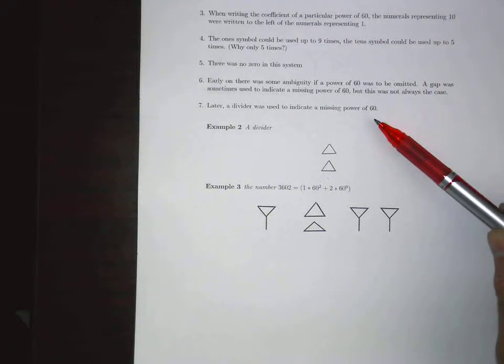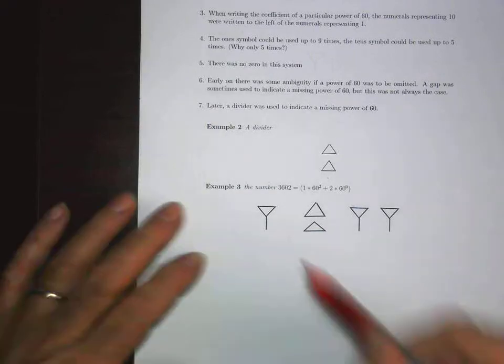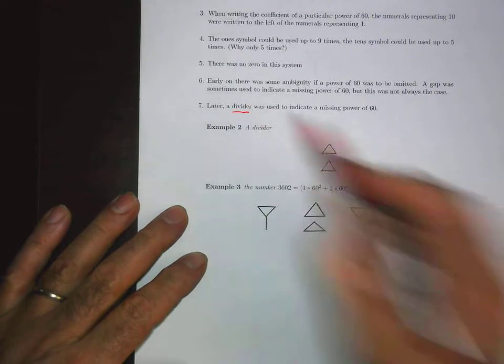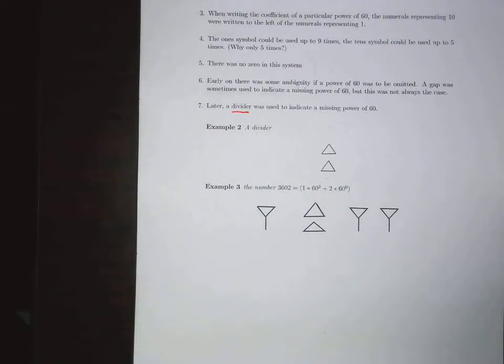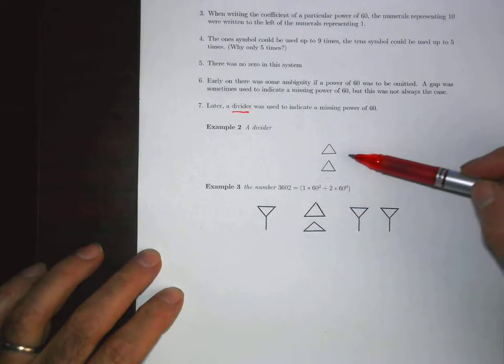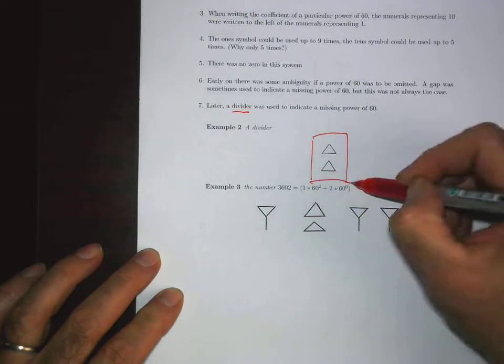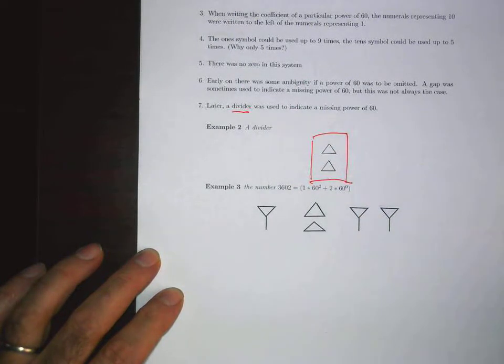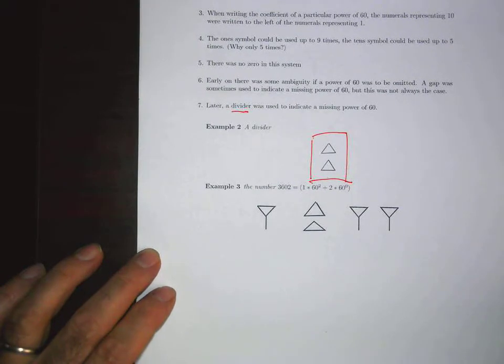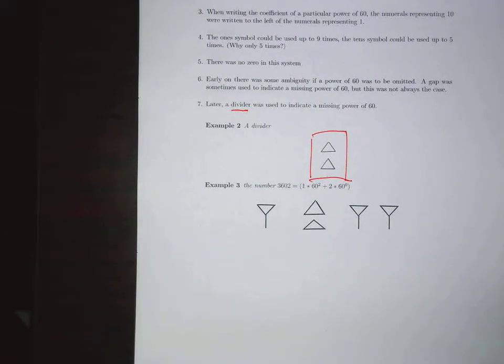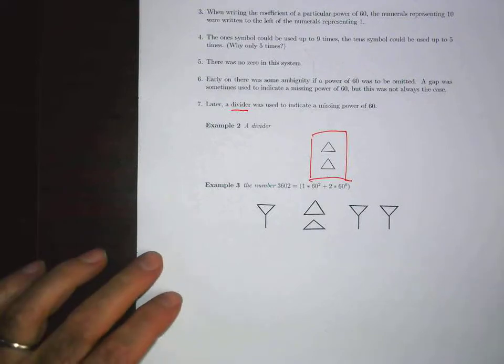Later, a divider was used to indicate a missing power of 60. And here is the divider. This symbol, the 2 arrows pointing upward, that's our divider. It indicates that a power of 60 is being omitted. And let's illustrate this with an example.